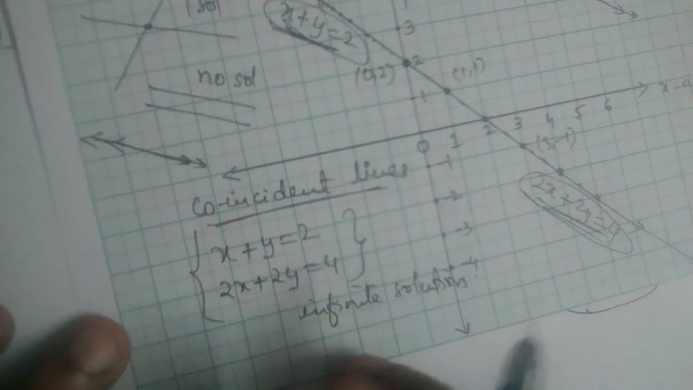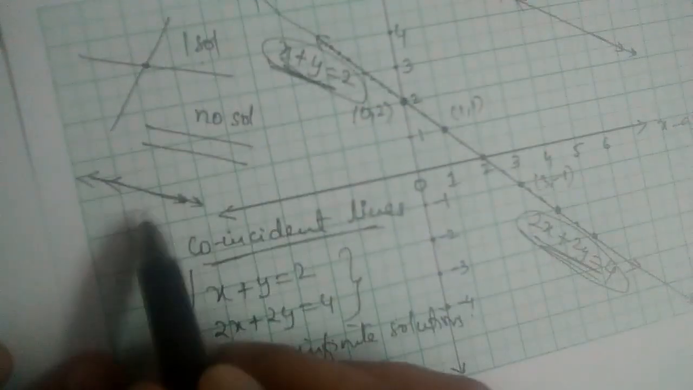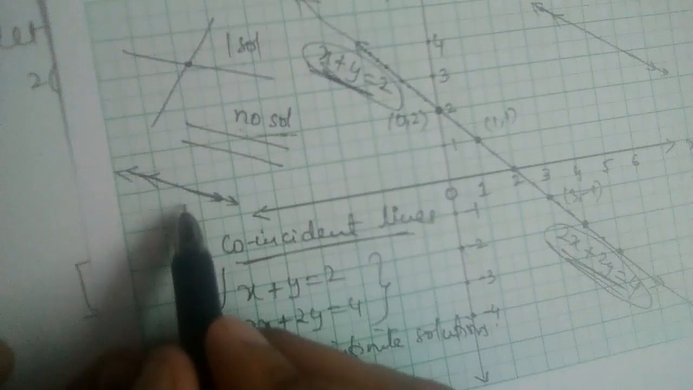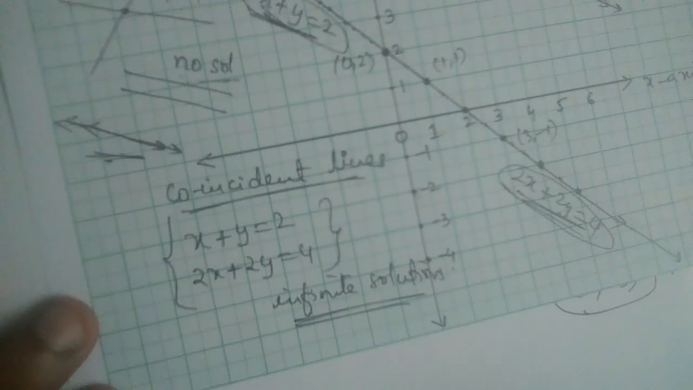All right, I hope this is clear. For intersecting lines, only one solution. For parallel lines, no solutions. For coincident lines, infinite solutions will be there.